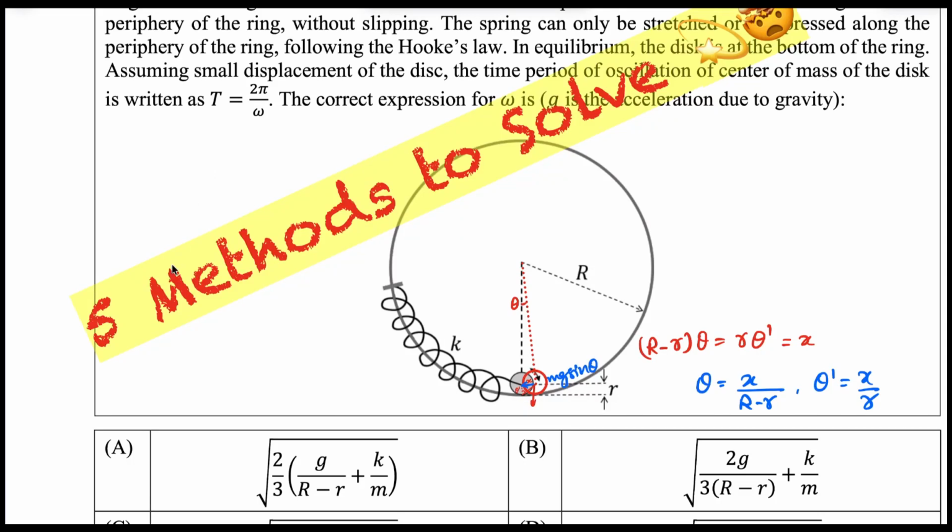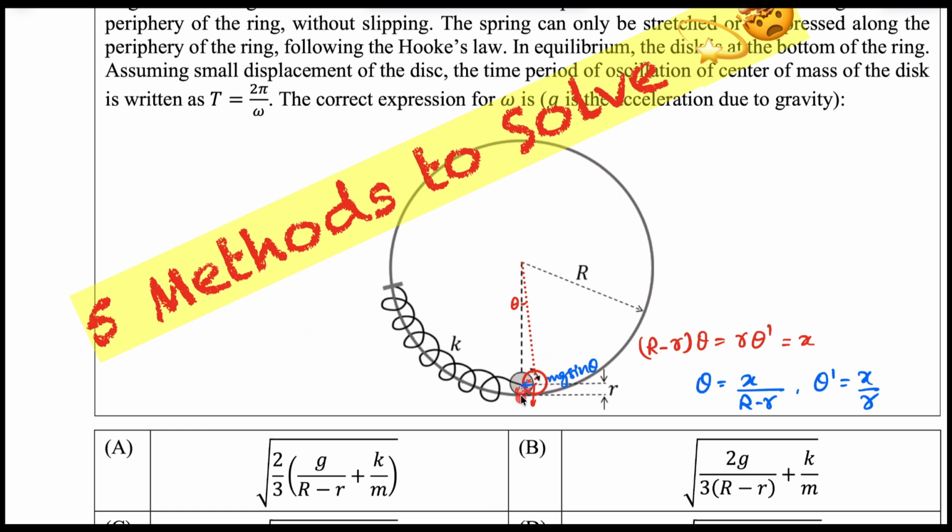Continuing the 5 methods to solve for this JEE Advanced question. So 2 methods we have already seen. Now we are seeing the third method. In the 2 methods, what I said was that you can use linear SHM, since the center is getting displaced. So F is equal to minus kx.